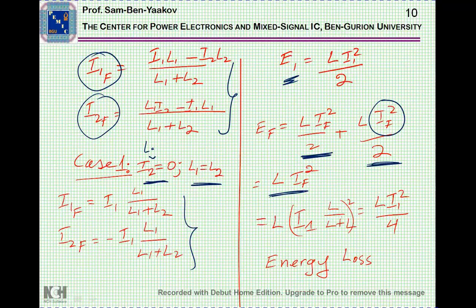Now, since we know what is the final value from here, we plug it in, and we see that we get L I1 squared over 4. Whereas at the beginning we had L I1 squared over 2, because there was only one inductor with one current, I1. So again, in this case, we are losing half of the energy in this connection.